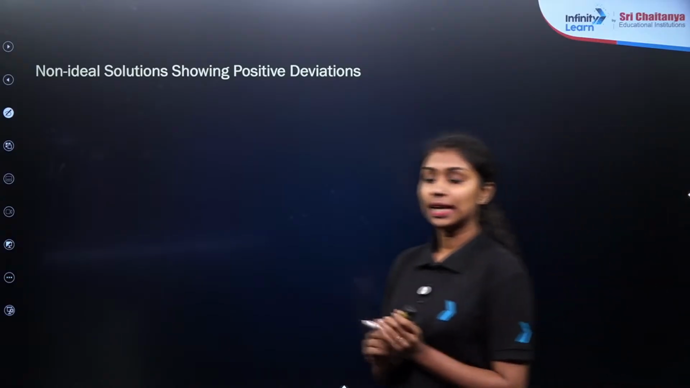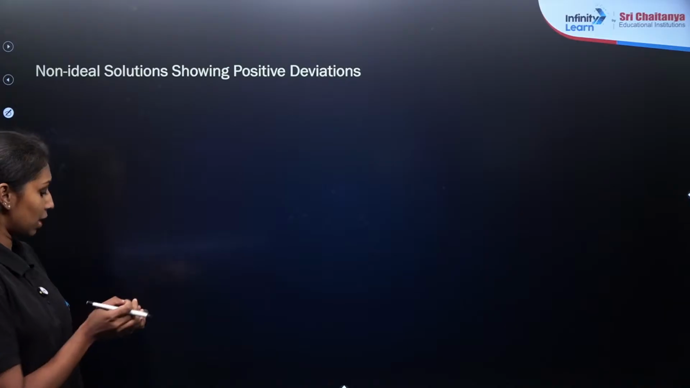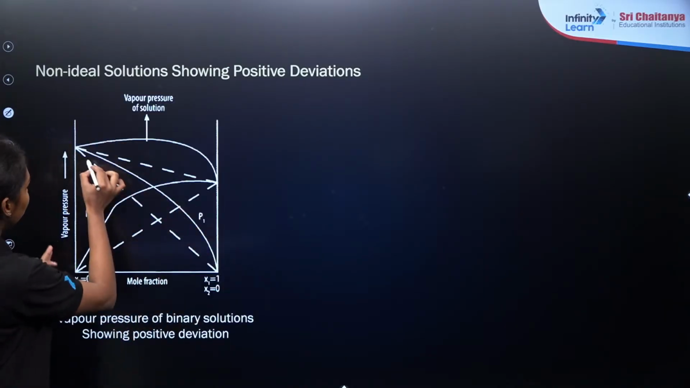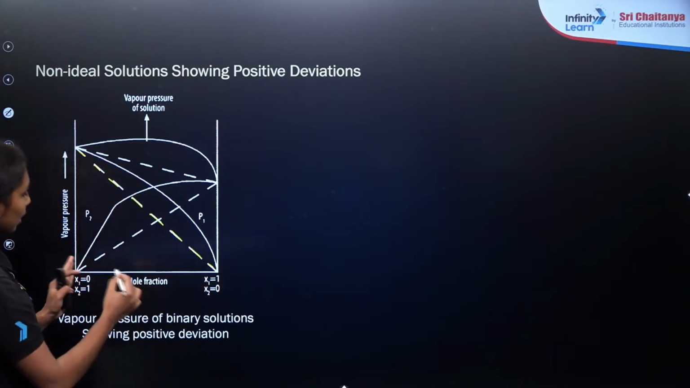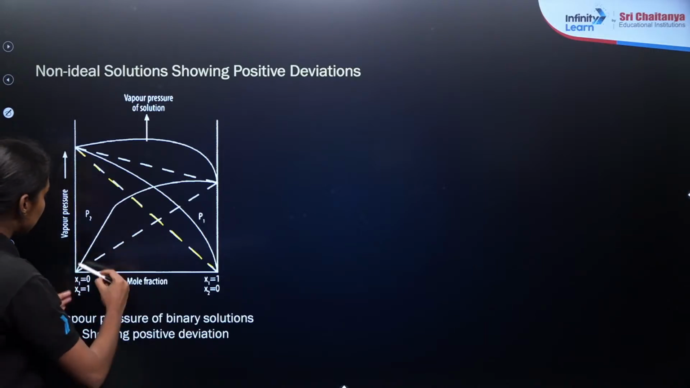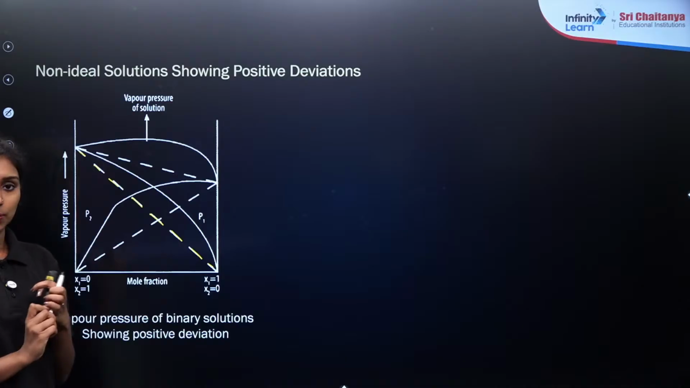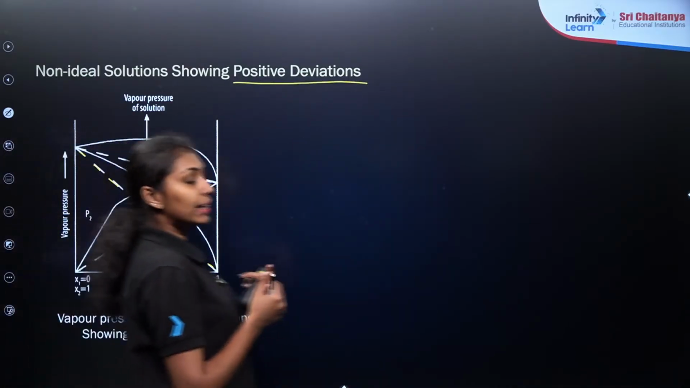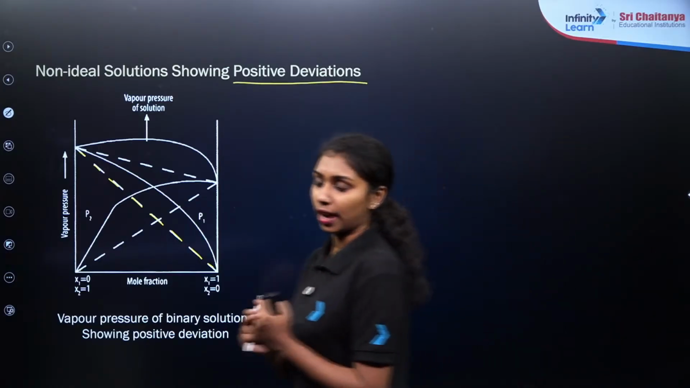Right. Now let us again talk about the graph here in the case of positive deviation. What you are observing here, this is our real case, and these dotted lines are the ideal solution case. This is the vapor pressure, which is always higher than that expected from Raoult's law. That is why it is showing the positive deviation. What will be the reason behind that in terms of intermolecular force of attraction?